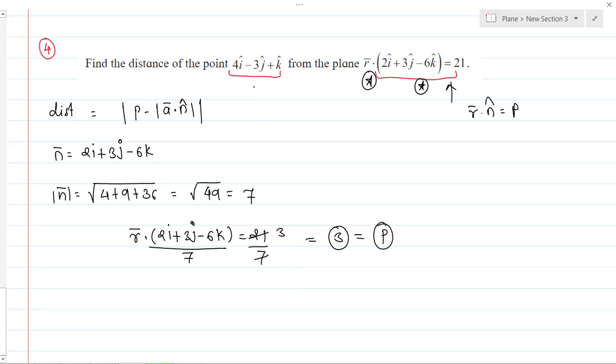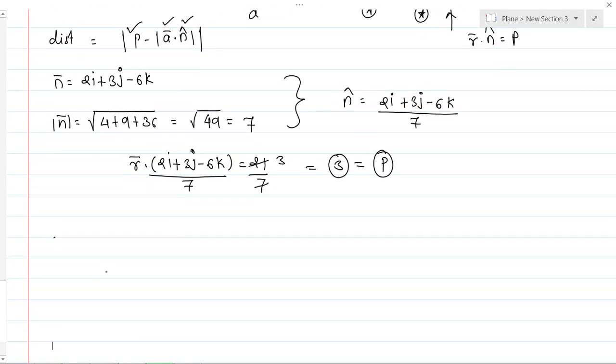This is what we have as a bar, and you have the n cap. So from these two equations, what will be the n cap? n cap is equal to 2i plus 3j minus 6k upon 7. This is my n cap. So I have each and every data with me now: I have p, I have a bar, and I have n cap. So let's directly substitute and find the distance.